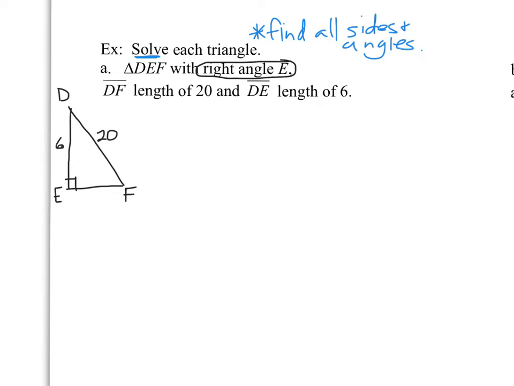We know one of the angles and 2 of the 3 total sides. When you're asked to solve, that means we have to find the rest of them. So here's what we can do. If we know 2 sides, remember looking up above, we have Pythagorean Theorem and Sohcahtoa as options.